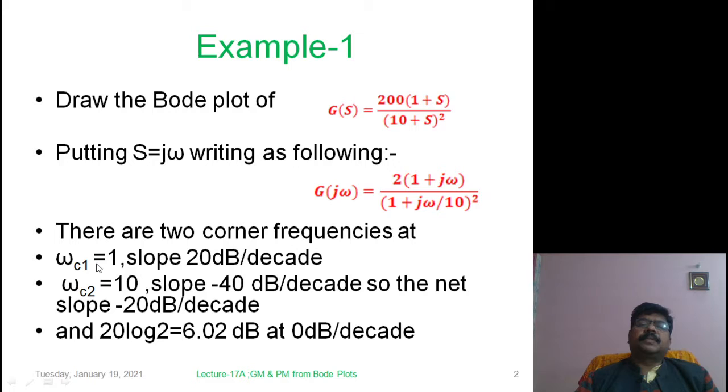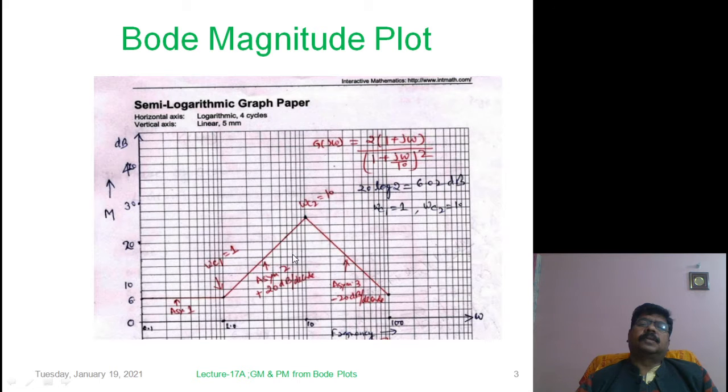So at the first corner frequency the slope will be 20 dB per decade, and for the second, since it is a square, it will have minus 40 dB per decade. So the net slope, considering this and this, will be equal to minus 20 dB per decade, while the Bode plot will start at 20 log 2, that is 6.02 dB, and 0 dB. So now the Bode plot you can see here.